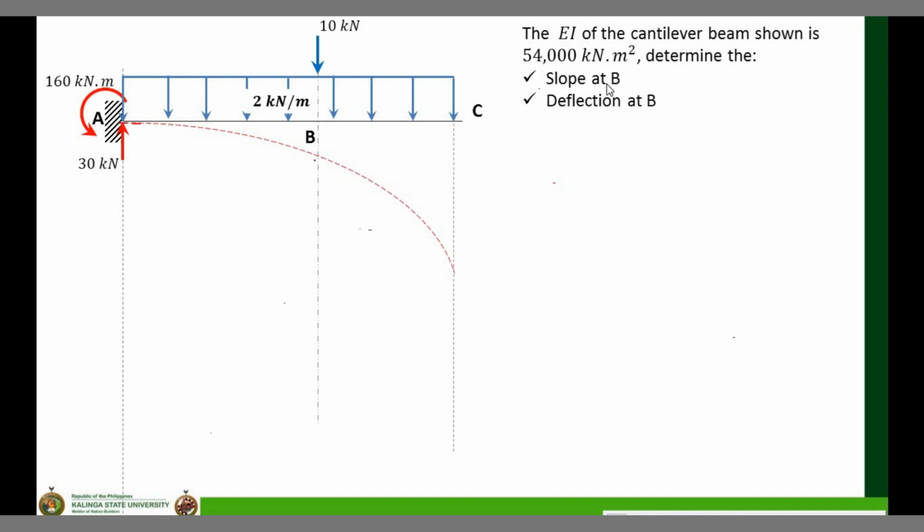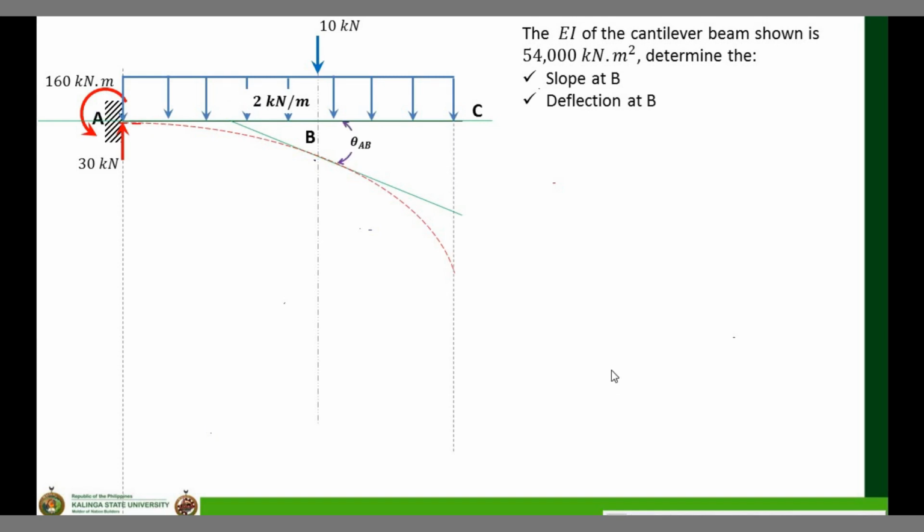Now, since we are looking for the slope at B, I'm going to pass a tangent line at point B. That is my tangent line passing through B. Now, if you try to draw the tangent line at point A, since this is a fixed support, a tangent line passing through point A is merely a straight line. Okay?